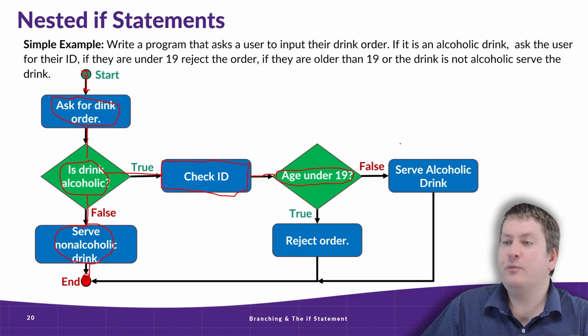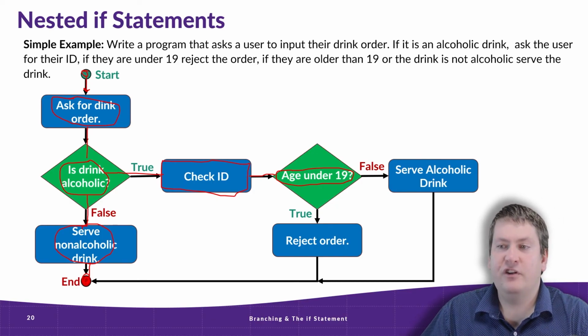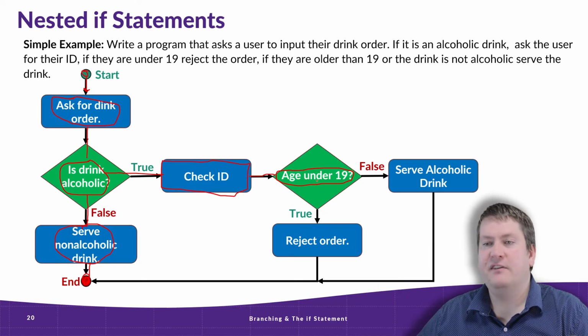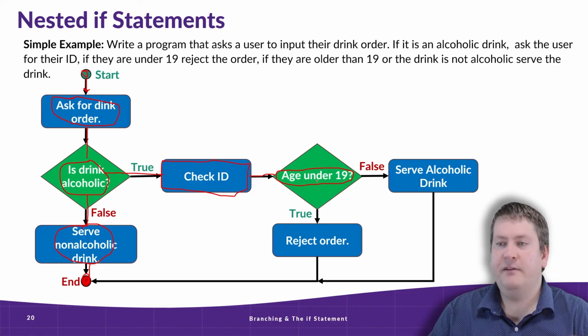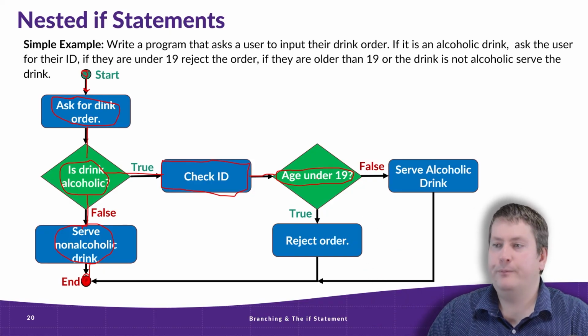And you can see here, this is why it's a nested if statement. There's a decision, and then only if the decision is true, we then make another decision. So there's a decision inside of another decision. So this isn't a bunch of alternatives. This is a second decision within the outcome of another decision.